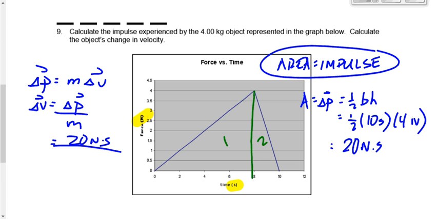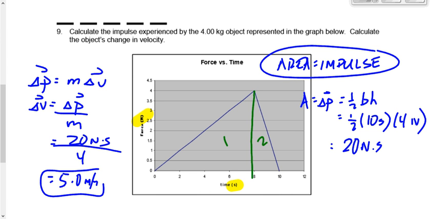And we didn't have to really think about that because we just automatically found it, right? That's just what we do every time we get one of these graphs. The mass is 4 kilograms. 20 divided by 4 is 5.0 meters per second. What's the change in velocity? 5.0. Sometimes they ask you for the change in velocity. Sometimes they ask you for the final velocity.